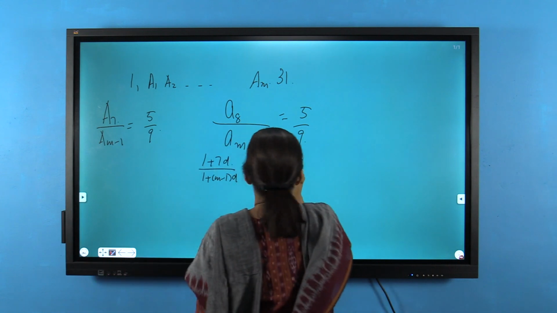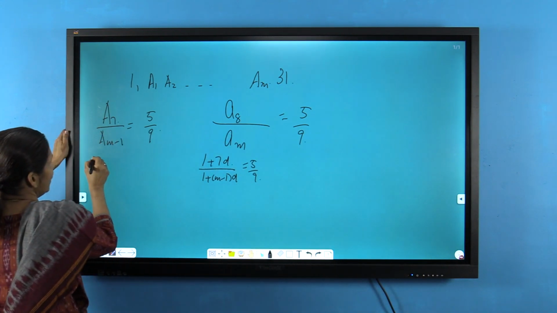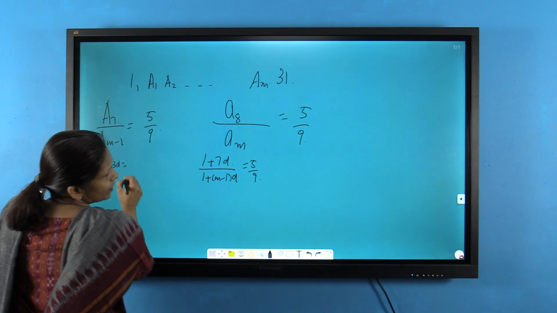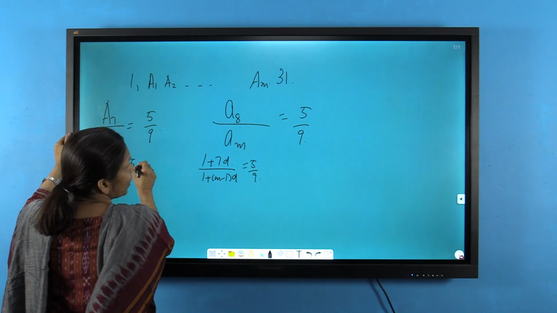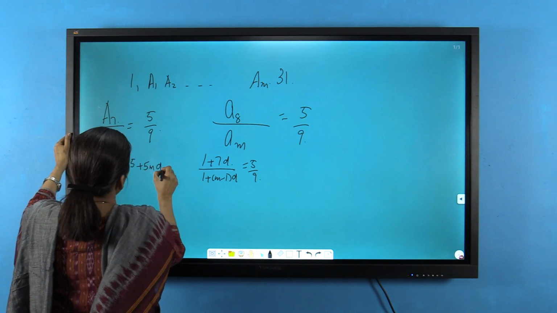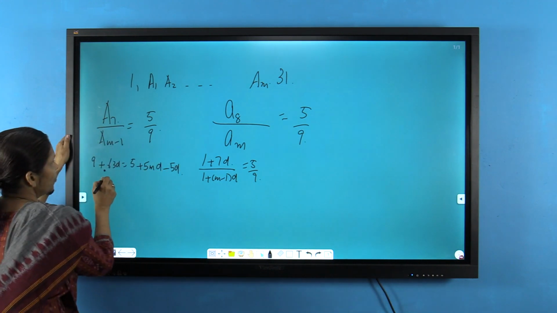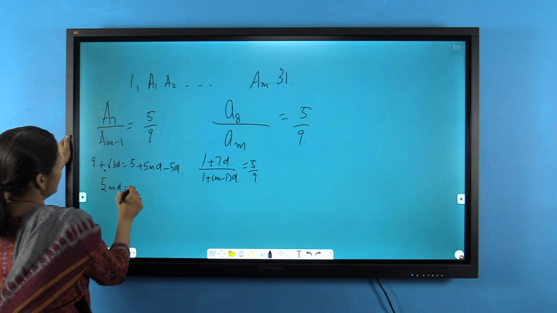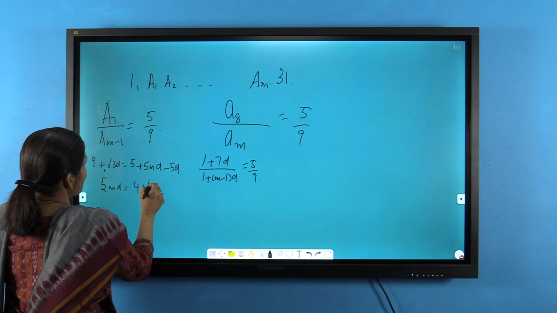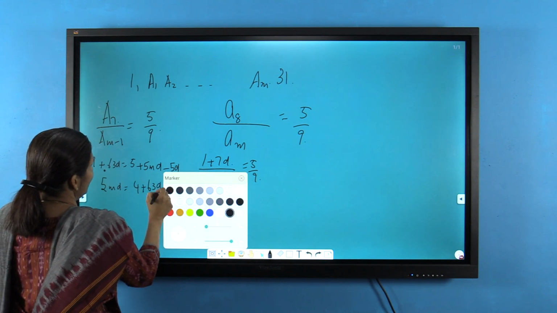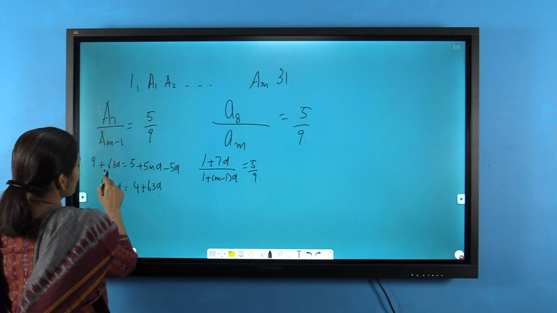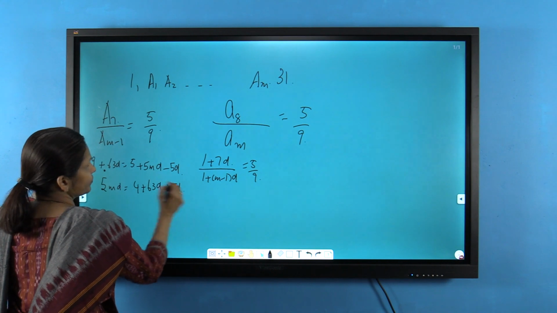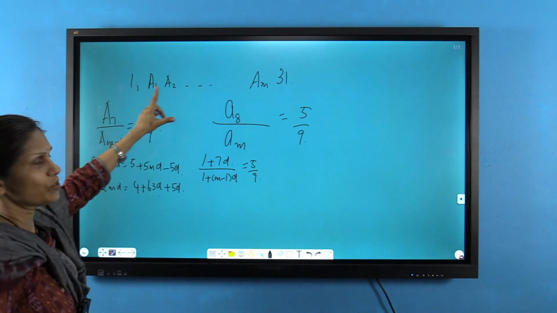So, you have 9 plus 63d is equal to 5 plus 5md minus 5d. So, you would have 5md is 4 plus 63d plus 5d. This is 1. Now, that is not all.